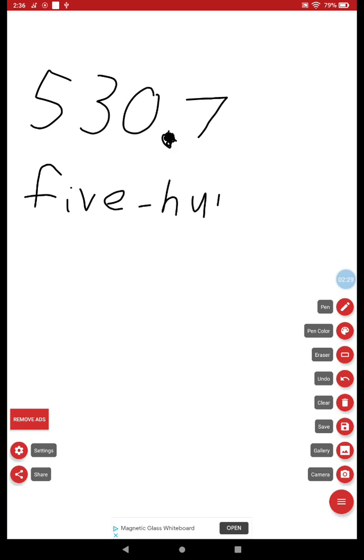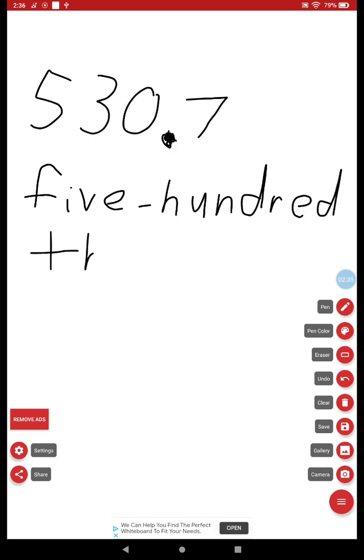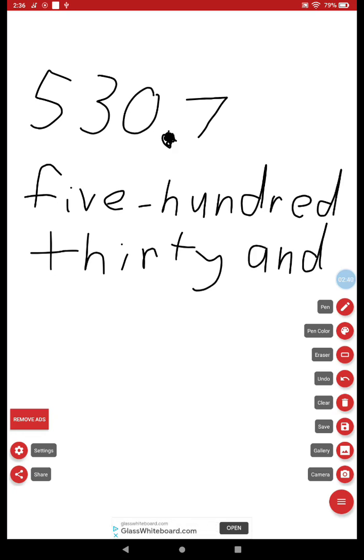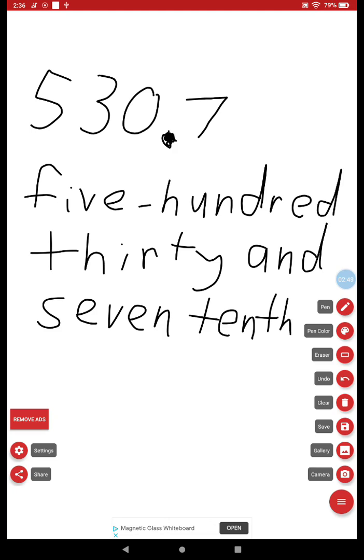530 and 7 tenths. One thing I want to point out to you is that this decimal point here, when I say it in English, I say the word and. So when I write it down, I need to write the word and.